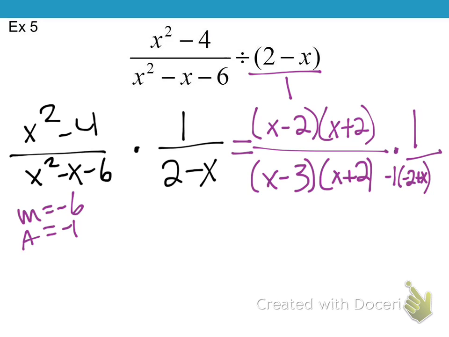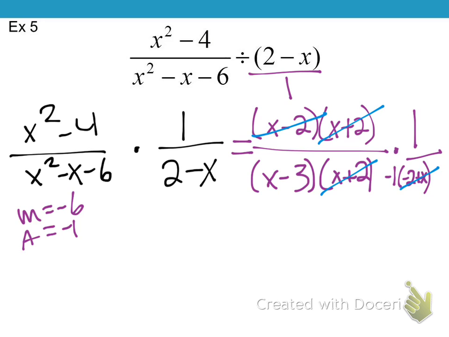All right, so holler out what I can cross out. x minus 2 and negative 2 plus x. Very good. So x minus 2 is the same thing as negative 2 plus x. So cross, cross. What else? x plus 2, x plus 2 and x plus 2.